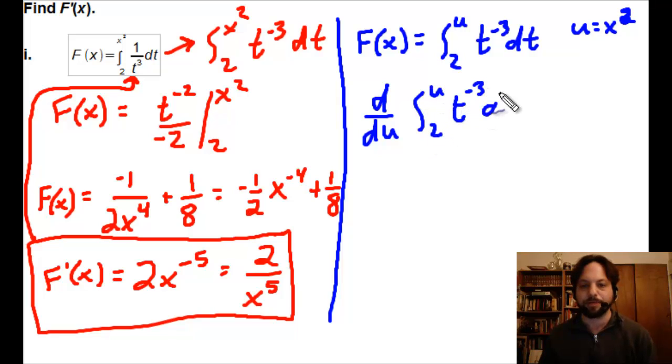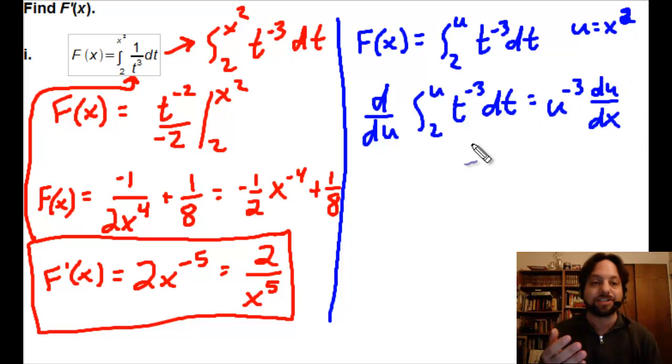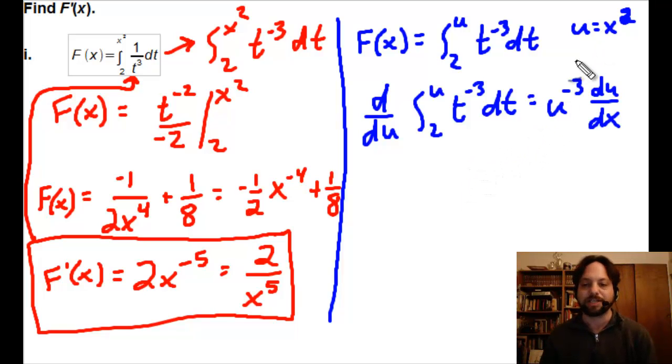And this is going to be pretty cool, because what we're going to end up with is simply u to the negative third times du dx. So that's really going to be it. All I need to do at this point is just stick my u back in, and I'll have it. So what happens when I stick u back in?